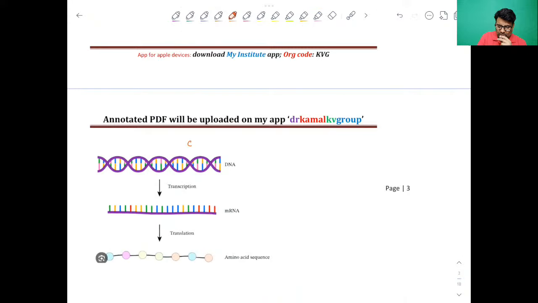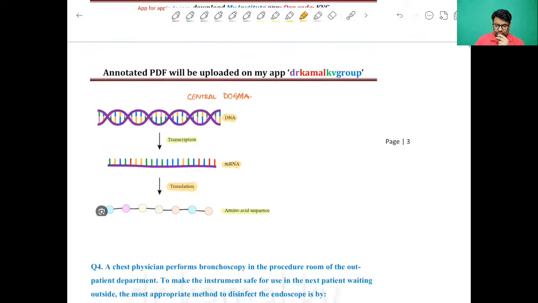So here if you see, this is the central dogma. So from DNA there is formation of mRNA, and this process is known as transcription. And from mRNA there is formation of protein, that is polypeptide chain, and this process is known as translation. Okay, so please remember this.